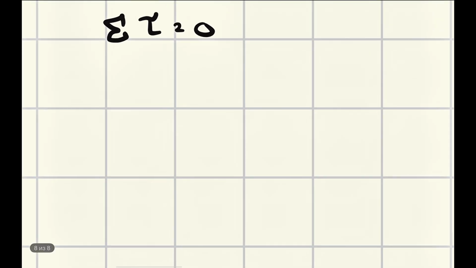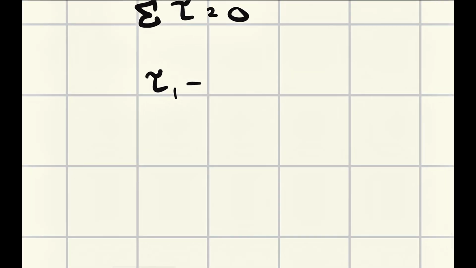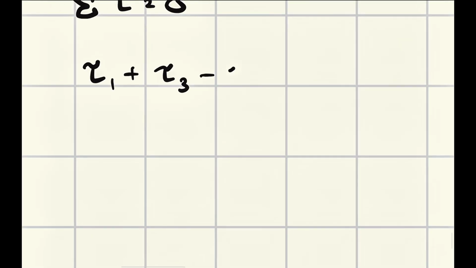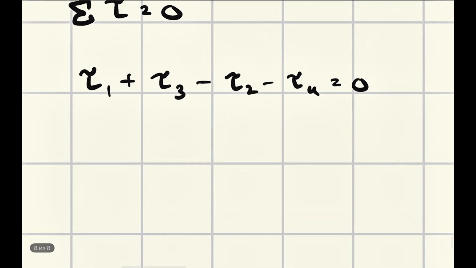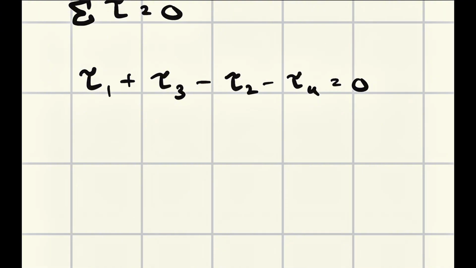So let me write it here. Torque 1 is positive. Torque 3 is positive. It is trying to help torque 1. But torque 2 and torque 4 are negative because those two are trying to oppose torque 1 and torque 3. This is 0 because it is not being rotated. And I can move these two things to the other side and make them positive. It becomes just torque 1 plus torque 3 equals torque 2 plus torque 4.